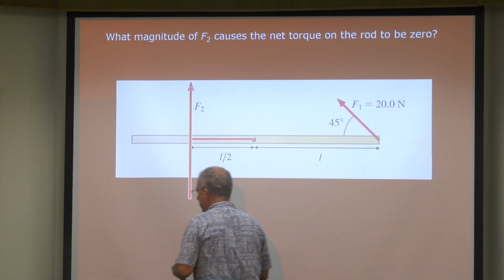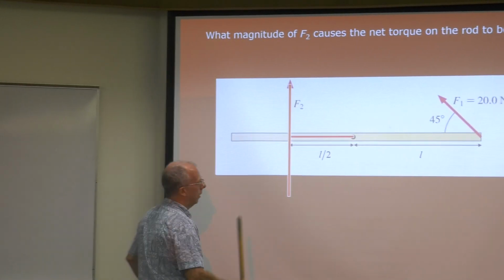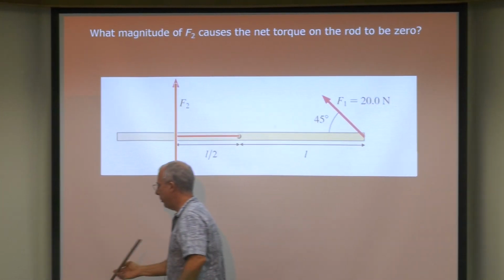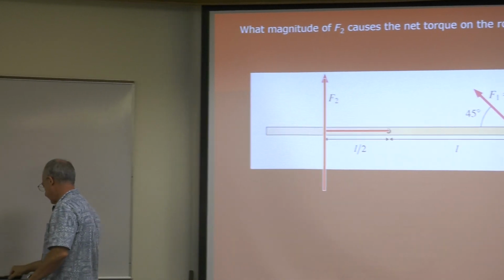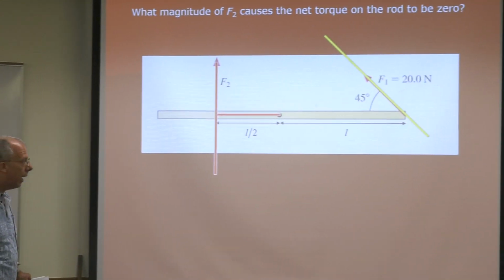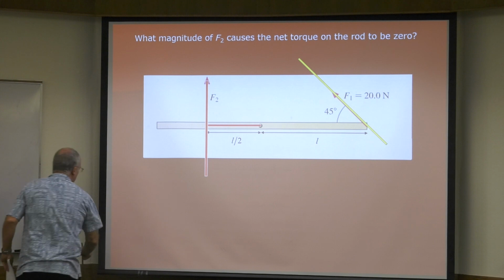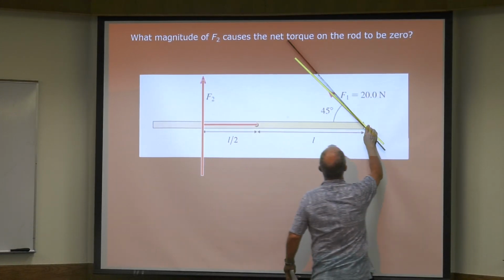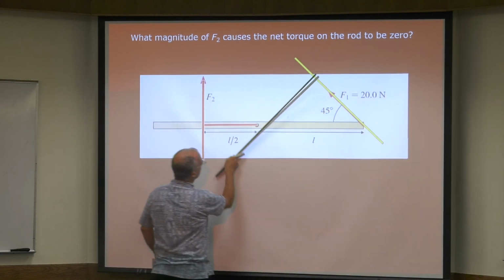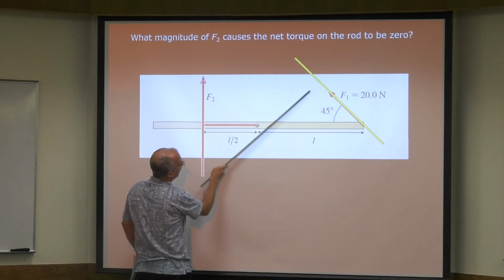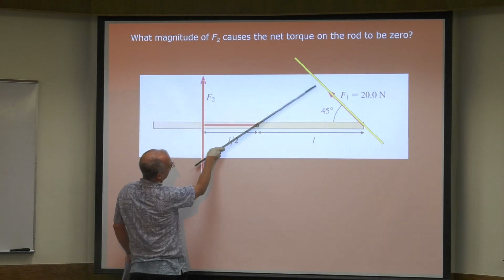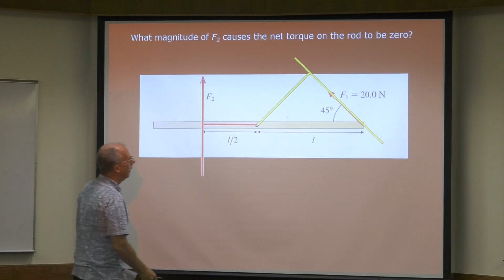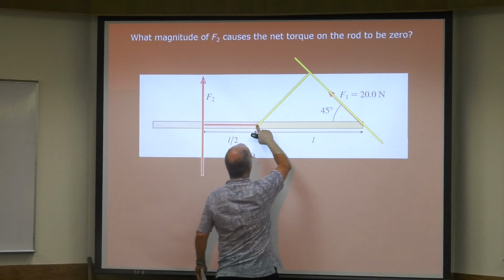All right? So the first thing we do is extend the force to get the force line. So we do that. So there's our force line. Now we want the perpendicular distance between the force line and the axis of rotation. There it is, right? Here's the force line. Here's the perpendicular distance from here to here. Perpendicular distance between the axis and the force line.